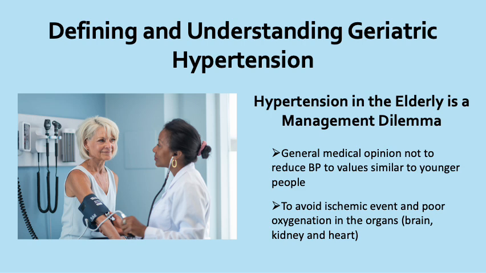Hypertension in the elderly patient represents a management dilemma to cardiovascular specialists and other practitioners alike. Traditionally, it was the general medical opinion not to decrease blood pressure values similarly to other younger patients. This was in order to avoid possible ischemic events and poor oxygenation of the organs, especially the brain, the heart, and the kidneys.